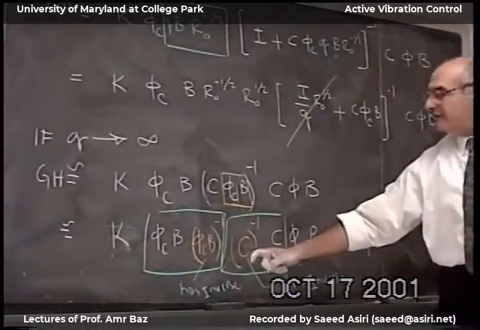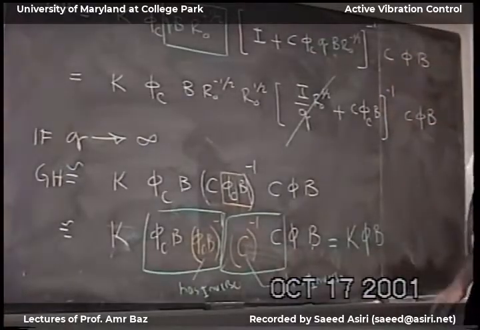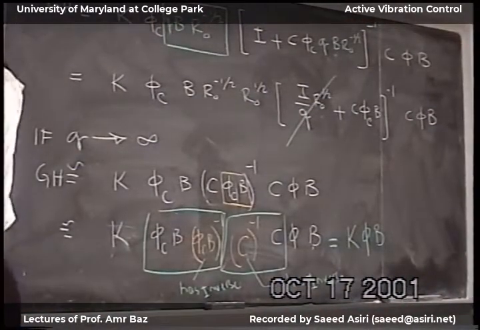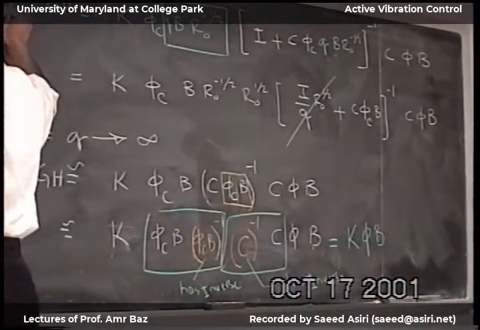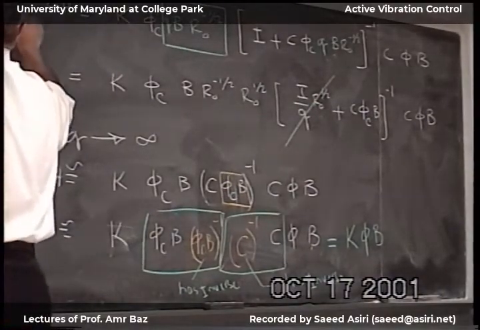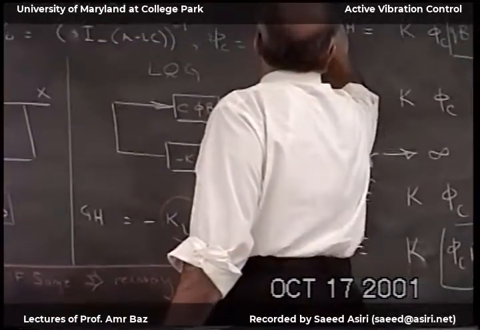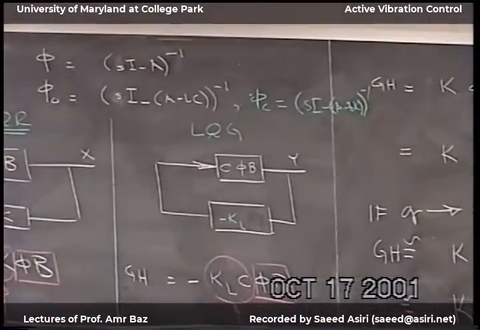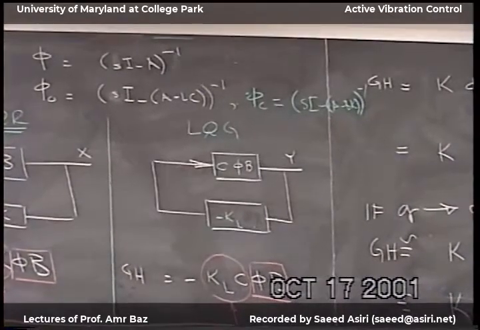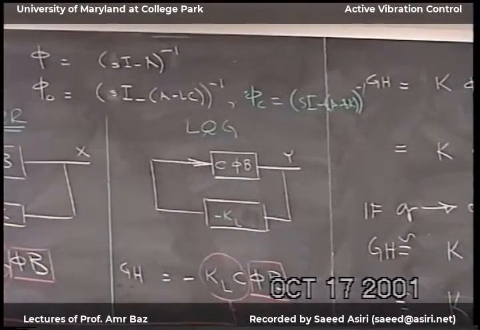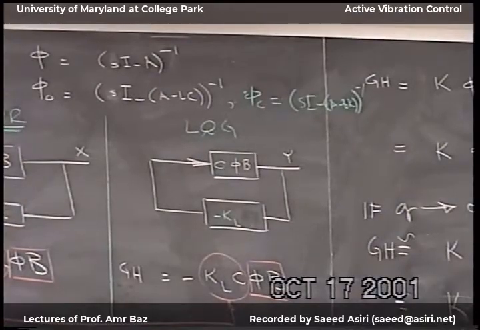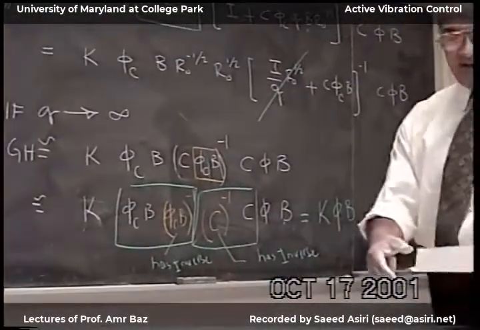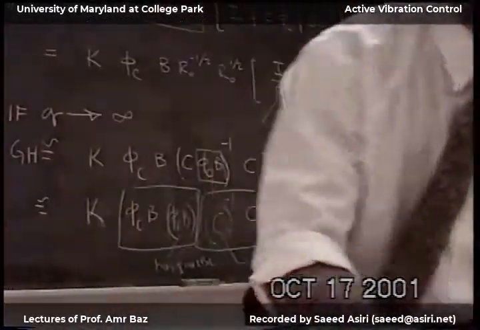But also the phi C was equal to sI minus A minus BK. And this is in the Laplace domain also. Okay? So if we do this, then we recover the LQR properties. Now the proof of this is this example.